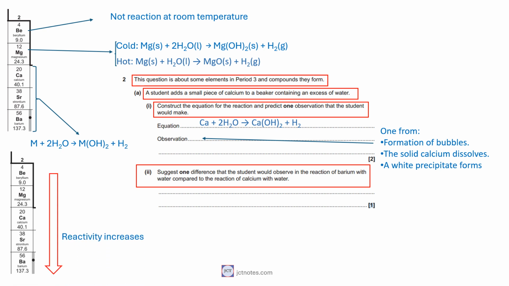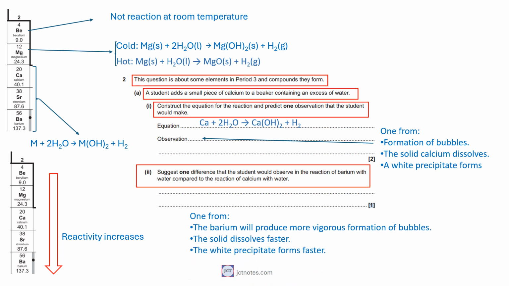As the barium is more reactive than calcium, any of the observations mentioned above will be produced faster. One of the following will answer the question. The barium will produce more vigorous formation of bubbles. The solid dissolves faster. The white precipitate forms faster. As mentioned before, this is accepted as correct in the marking scheme, although it depends on the proportions of metal and water used by the student.